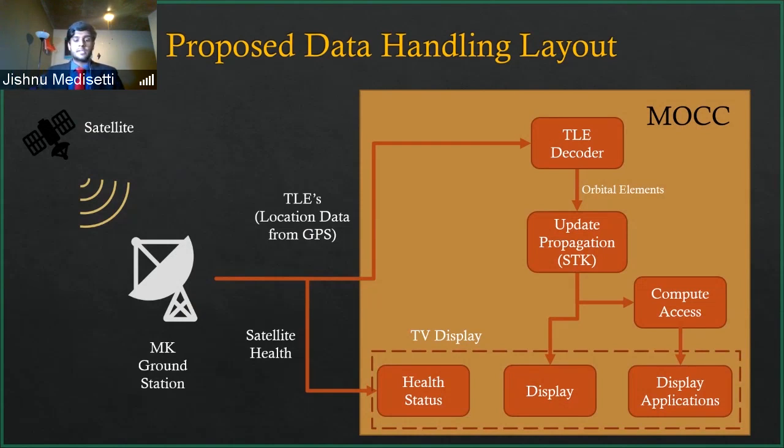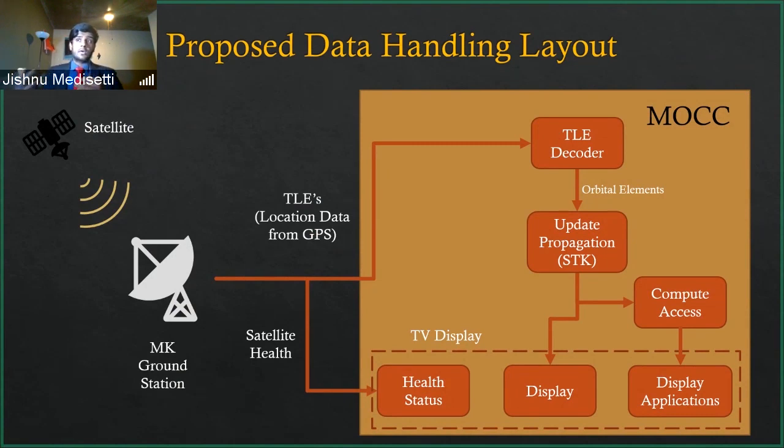So once we get our position data, we have to process it a little further. So we're going to convert our TLEs into orbital elements to understand the orbit of our satellite. And then from there, we update the propagation on the central STK scenario. So STK is a program that lets us visualize and propagate satellite orbits. And using that visualization, we can create the ground track for our satellite, along with the 3D plot showing the Earth and the orbits of our satellite going around it. And this will get directly fed into our TV displays inside the MOCC.